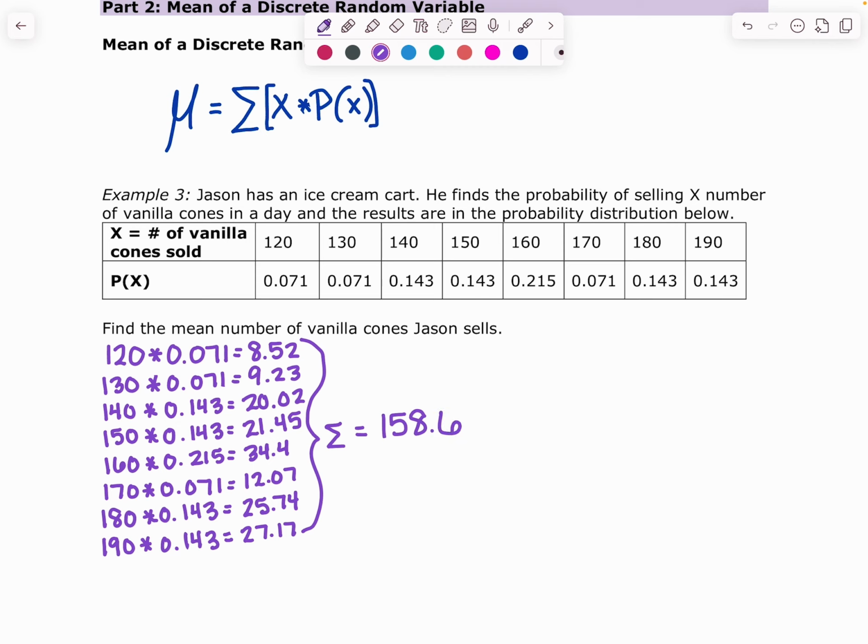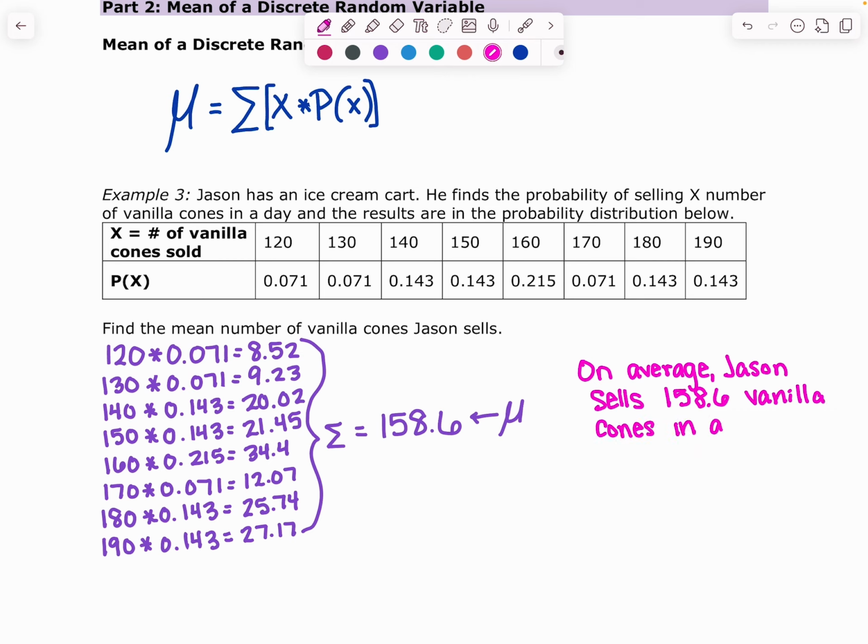The sum is 158.6. And that is the mean. So on average, Jason sells 158.6 vanilla cones in a day.